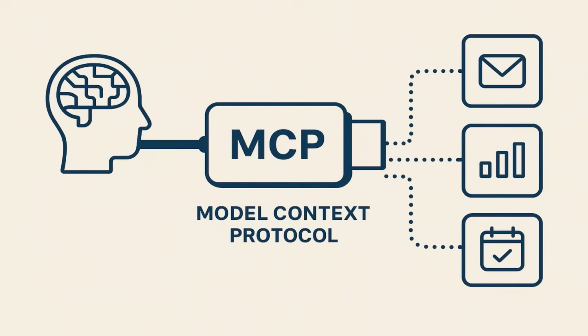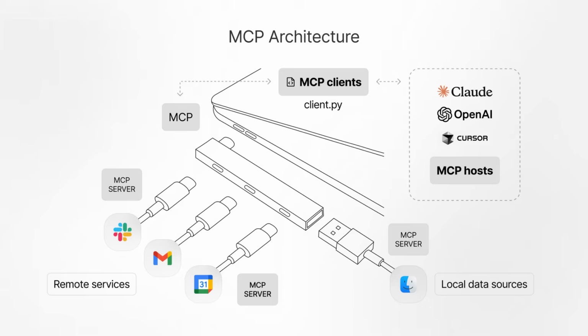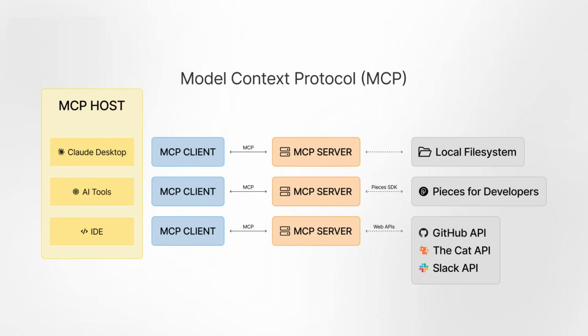The Model Context Protocol solves these problems. What is MCP? MCP stands for Model Context Protocol. It's an open source standard created by Anthropic that standardizes how AI applications connect to external tools, data, and services. Think of it like this. If APIs are like custom phone lines with different plugs, MCP is like USB, a universal standard that lets any device connect to any service.